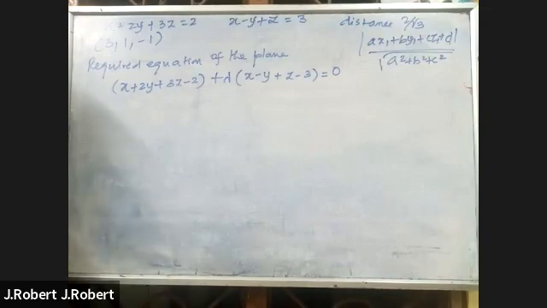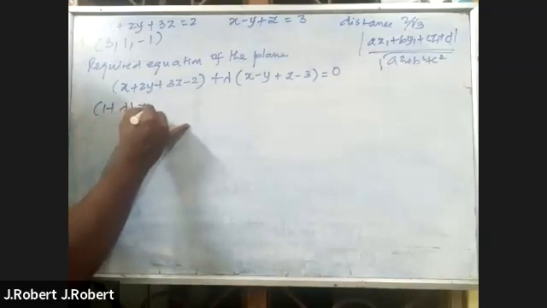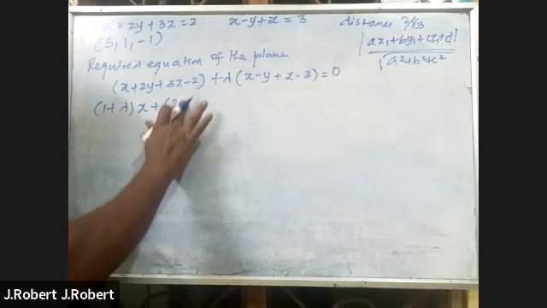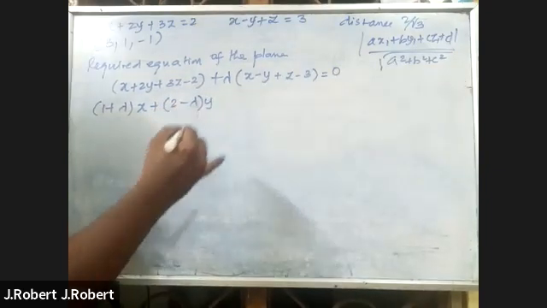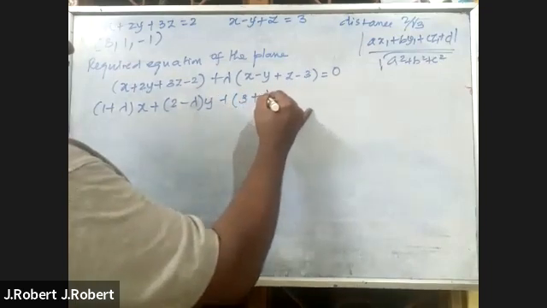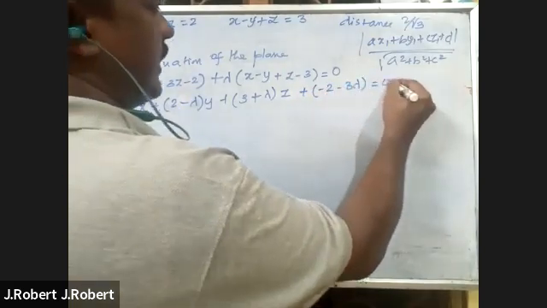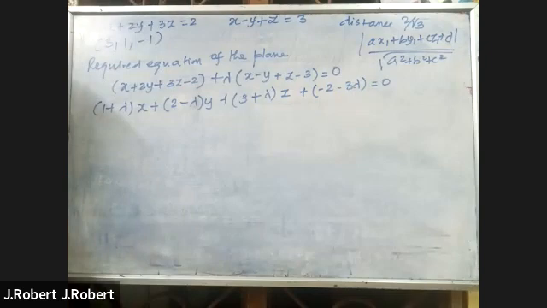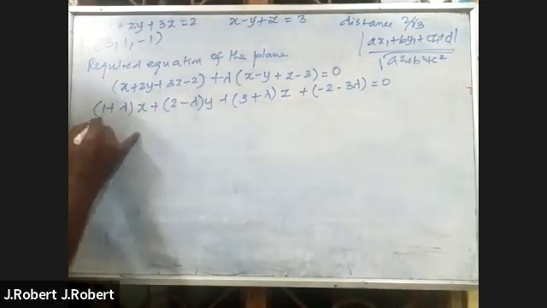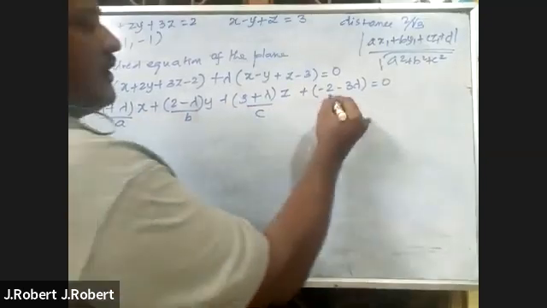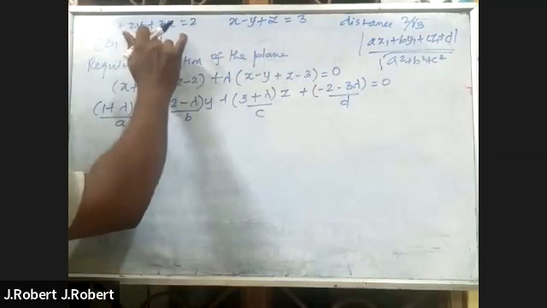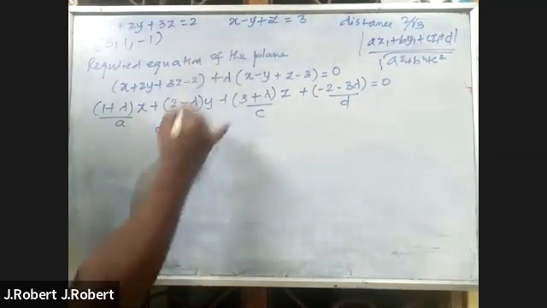So we have arranged in terms of x, y, z: 1 plus lambda into x, plus 2 minus lambda into y, plus 3 plus lambda into z, plus minus 2 minus 3 lambda equal to 0. This coefficient is A, this is B, this is C, and this is D. From the point (3, 1, 1), the distance is given as 2 by root 3.